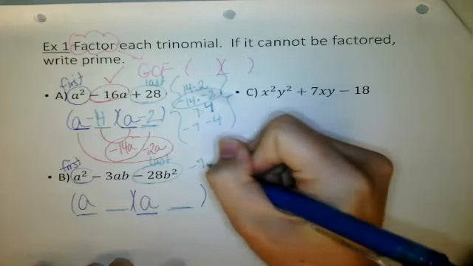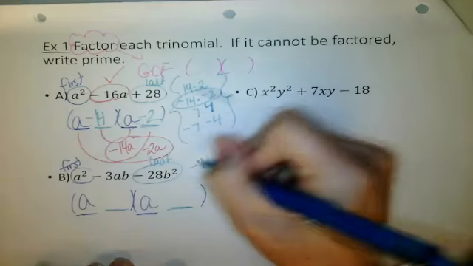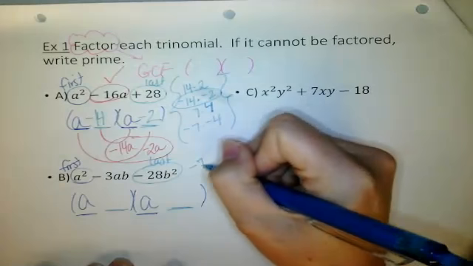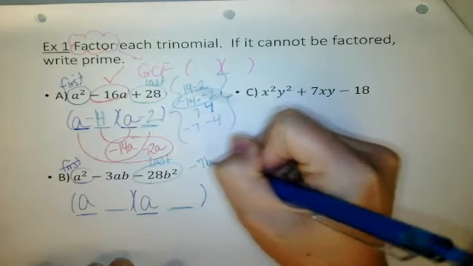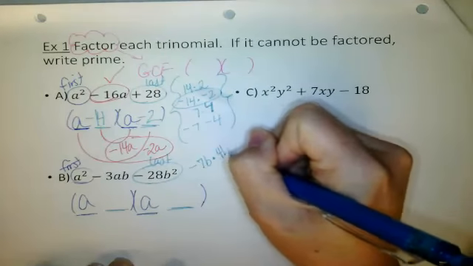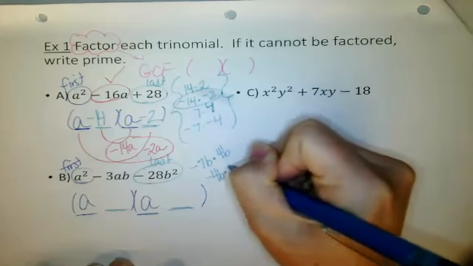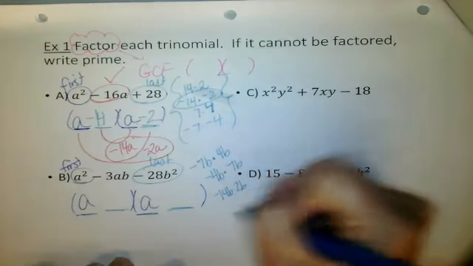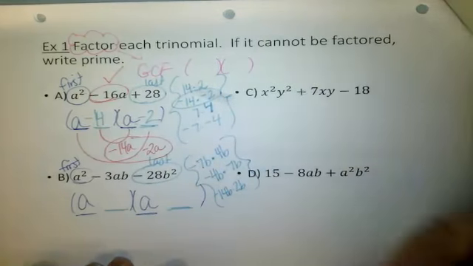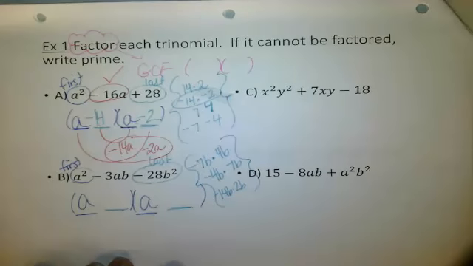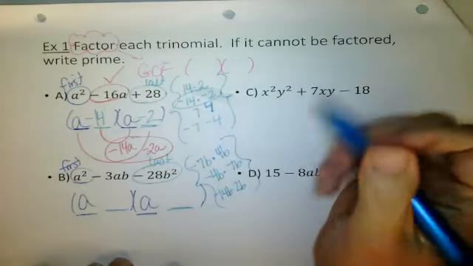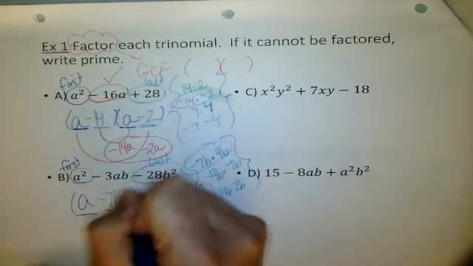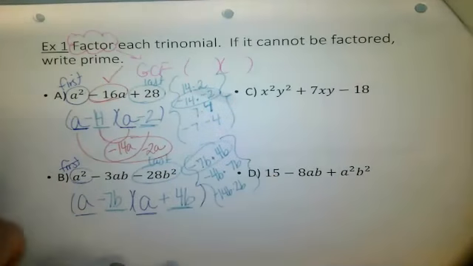So negative 7 times 4 gives us the negative 28, but how do we get the b squared? Negative 7b times 4b, or negative 4b times 7b, or negative 14b times 2b, and vice versa. Again, we're generating this list of possibilities, and which one do you want to try? Negative 7b and positive 4b, sure. Negative 7b and positive 4b, and how do we know if we did it right?